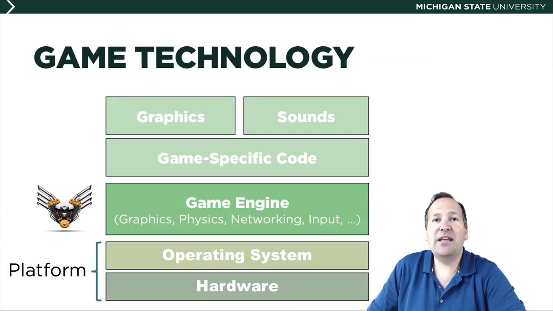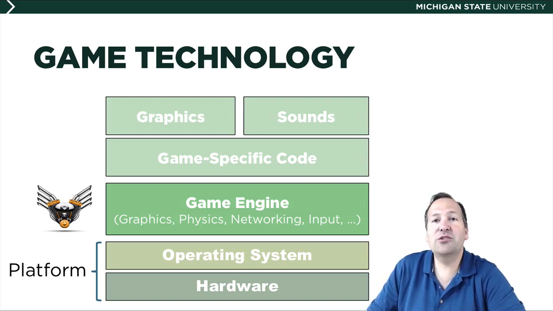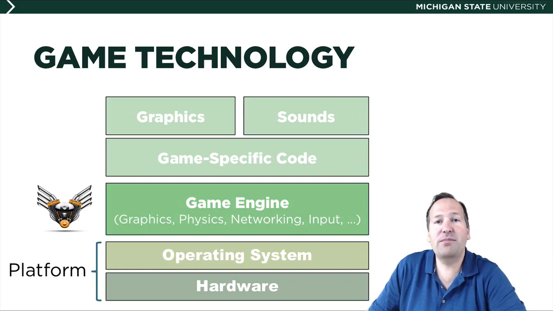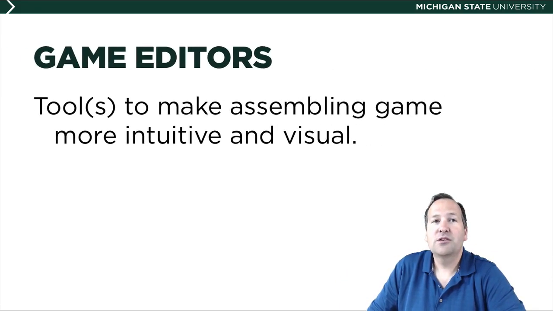So looking back at the game technology stack that we looked at earlier, the game engine really sits between the game platform, that is the hardware and the operating system, and our game-specific code. So the game engine is your game's interface to the operating system and to the hardware. And in fact, often a game engine is designed so that your game-specific content can move easily from one game platform to another. So the engine will do the translation moving from, let's say, Windows to Mac, to iOS, to Xbox, and so on.